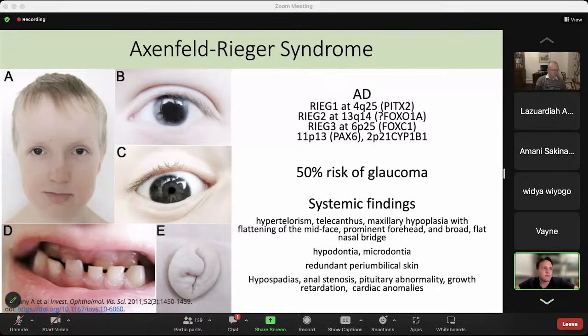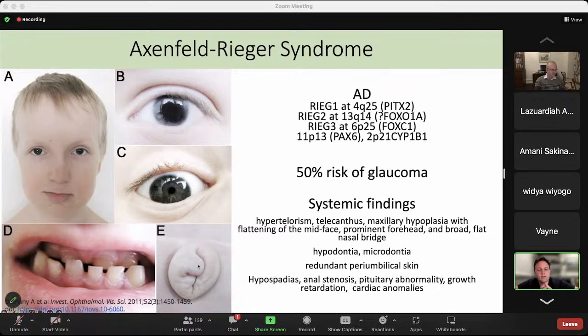These kids often have significant other comorbidities and syndromic features. The craniofacial features are quite striking, so they often have hypotelorism or telecanthus. They have a maxillary hypoplasia with a flattening in the midface. Their forehead's quite prominent, and often they have a quite flat, broad nasal bridge. They have quite significant dental anomalies, so that's a reduced number of teeth, and the size of the teeth are often quite small. And then there's this classic redundant periumbilical skin. So you can have a look at the baby's belly button, and there's often an excess of skin there that you would not normally see.